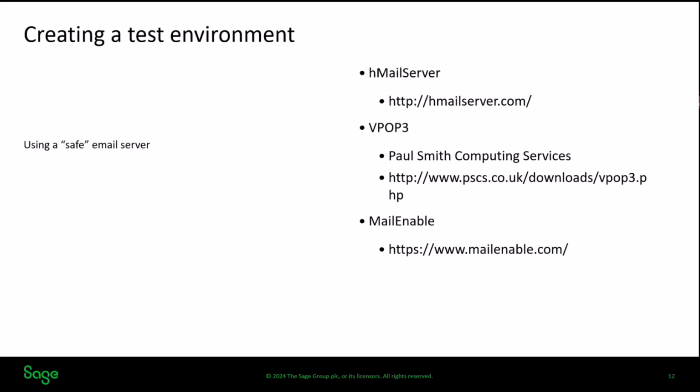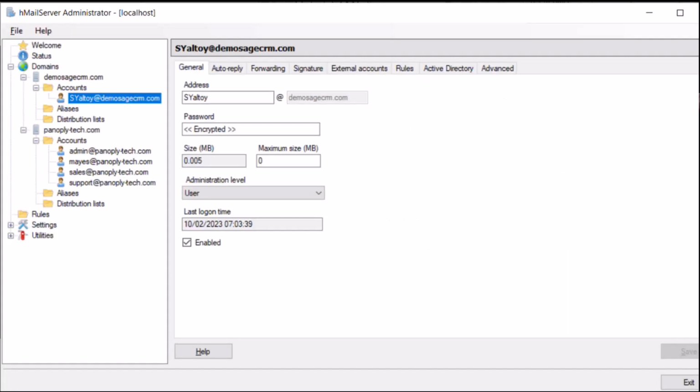hMailServer is very useful because it allows us to set up our own little encapsulated mail environment that isn't communicating out to the outside world. It's a mail server proxy. It can then route out as necessary. But here you can see that I'm able to set up multiple domains within the context of the hMailServer.